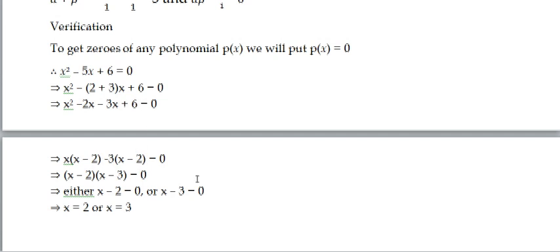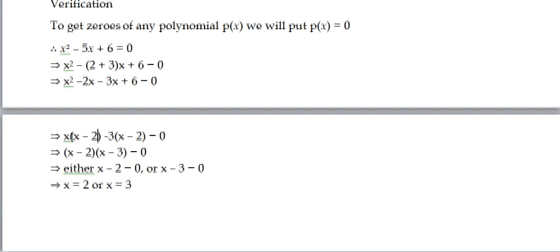Now in the next line I am taking x minus 2 as common, because here is x minus 2, and next again here is also x minus 2. So from here x remains, and here minus 3 remains, so (x − 2)(x − 3) is equal to 0 as it is.